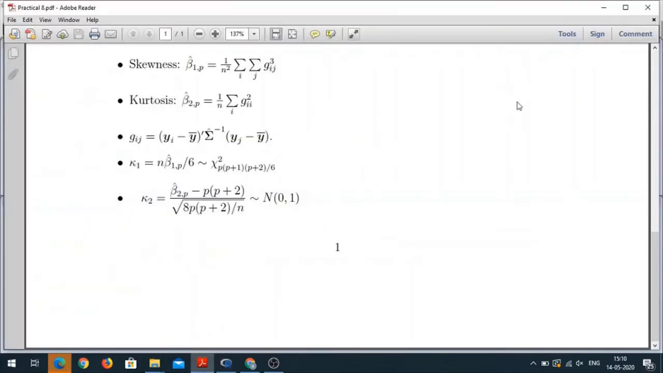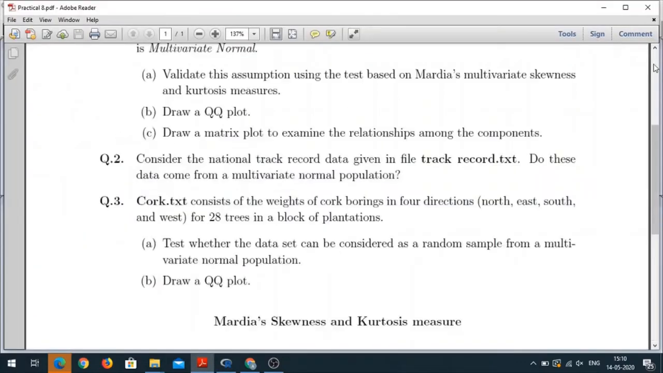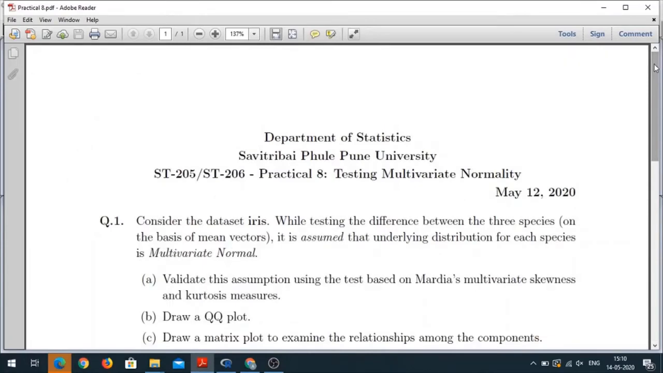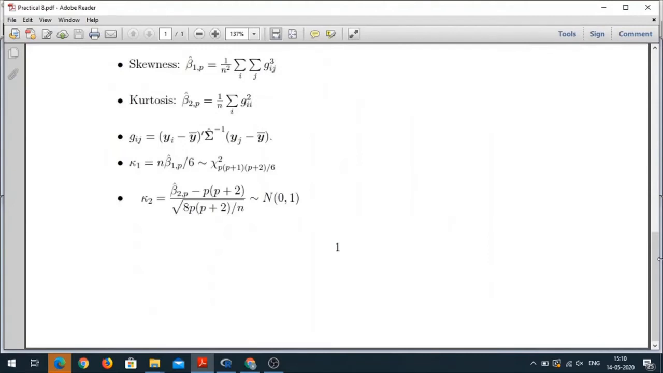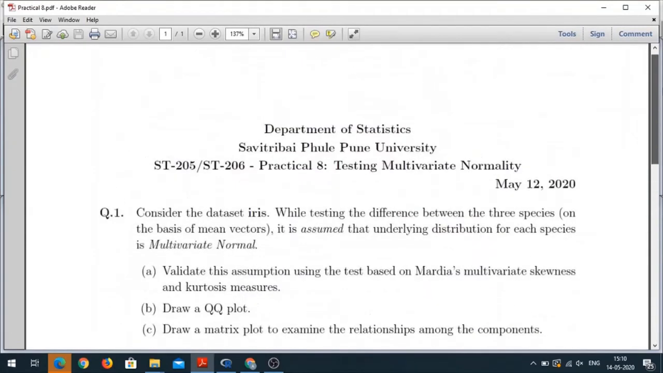Now the next thing is the QQ plot. So what is a QQ plot? QQ stands for quantile-quantile plot. On the x-axis, I have sample quantiles. On the y-axis, I have population quantiles. Actually, it doesn't matter if you change the order. You can have sample quantiles on the y-axis and population quantiles on the x-axis. That is also perfectly fine.